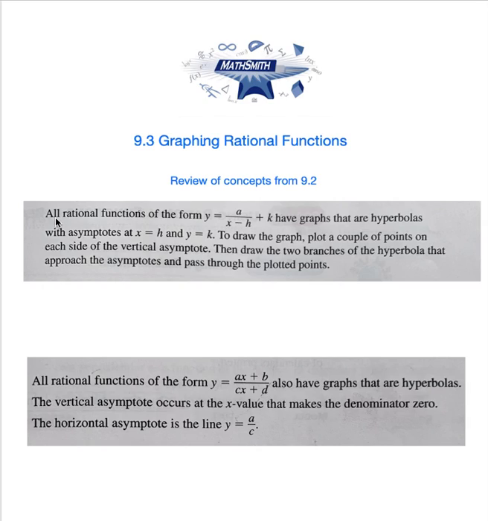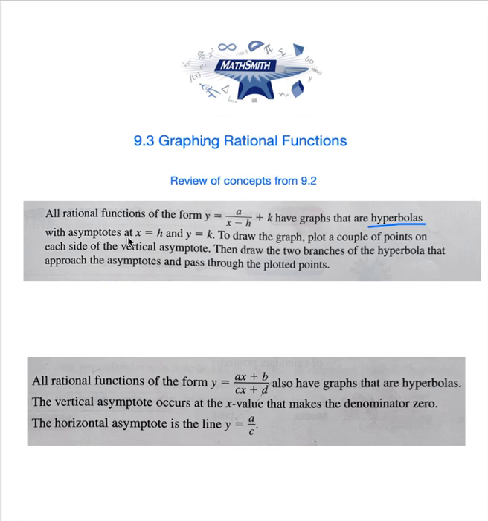All right, so this top bubble here is from page 541 at the very top of the page. It says all rational functions of this form, y equals a over x minus h plus k, have graphs that are hyperbolas. Remember, hyperbolas have a couple of branches, and they split off. So that's a hyperbola. It has two symmetrical parts called branches, and they have vertical and horizontal asymptotes.